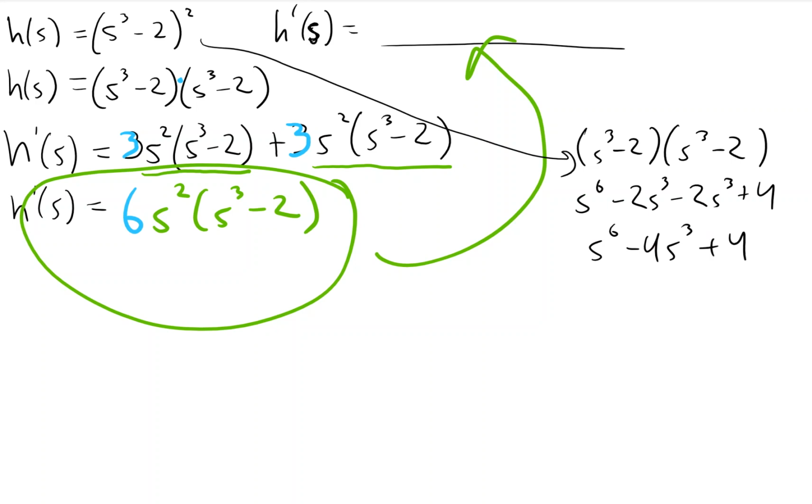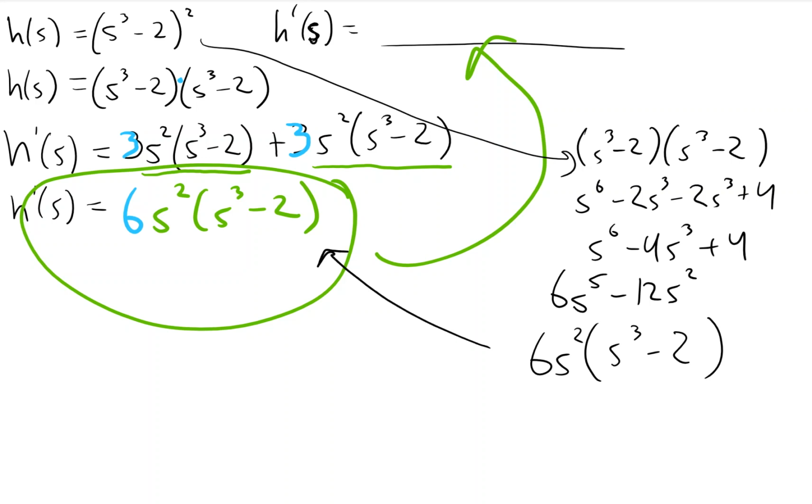And then you could just use your power rules. Bring the power down, lower the power by 1, bring the power down, lower the power by 1. Derivative of a constant is just 0. And then you need to see that this and this are really the same thing, because if I wanted to factor out a GCF here, these two are equivalent. So just a different approach. So if you feel more comfortable with this, feel free to go that route too.